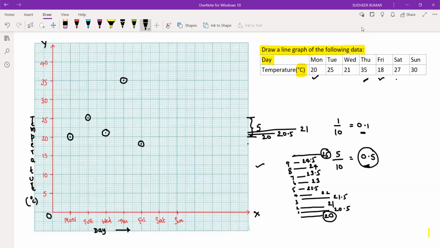Next one is on Saturday, 27. 27 on Saturday. This is 25, 25.5, 26, 26.5, and 27. So 27.5 is here. Sunday it is 30 degrees Celsius.